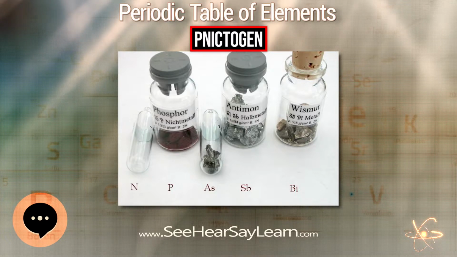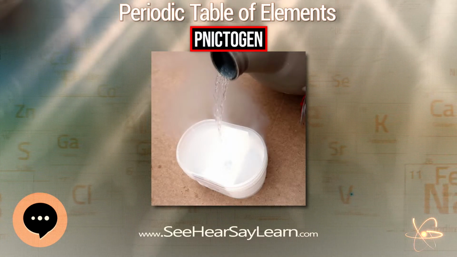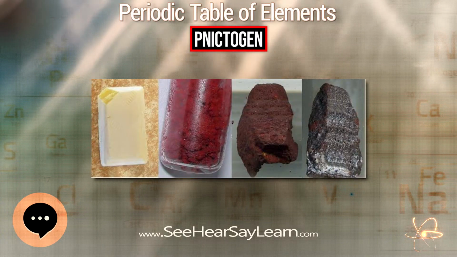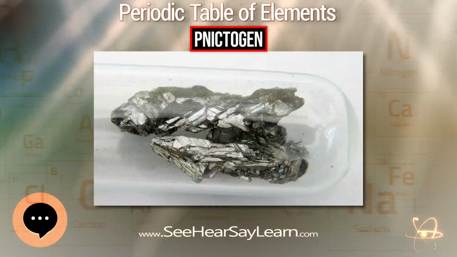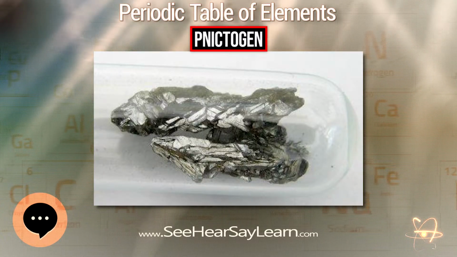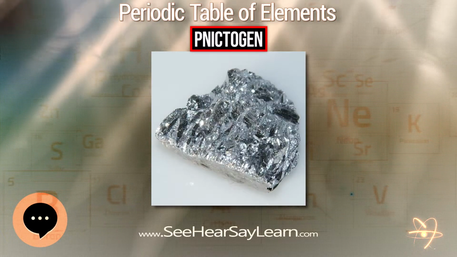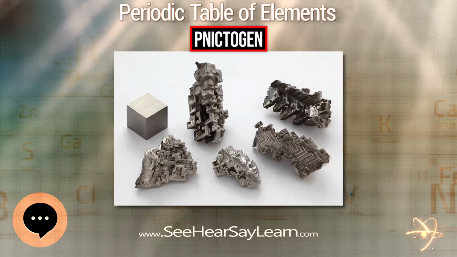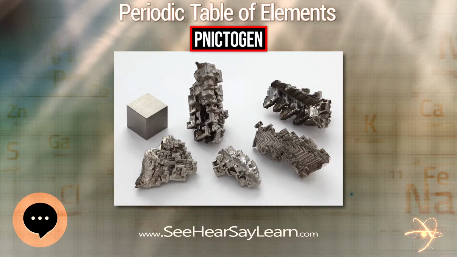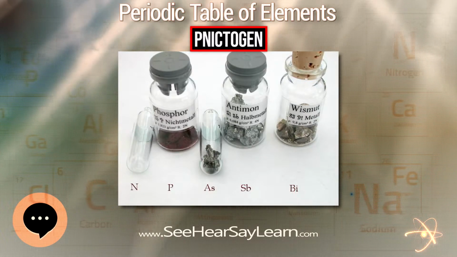The pnictogens consist of 2 nonmetals, 2 metalloids, 1 metal, and 1 element with unknown chemical properties. All the elements in the group are solids at room temperature, except for nitrogen which is gaseous at room temperature. Nitrogen and bismuth, despite both being pnictogens, are very different in their physical properties. For instance, at STP nitrogen is a transparent nonmetallic gas, while bismuth is a silvery white metal.